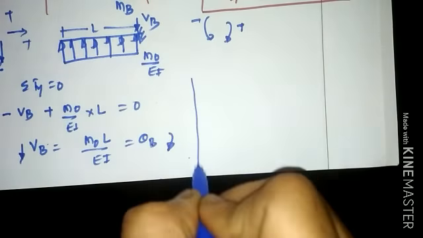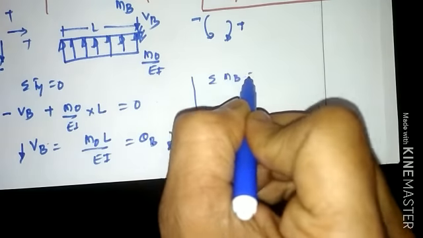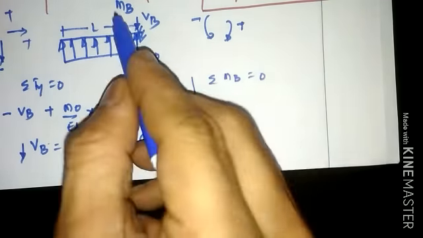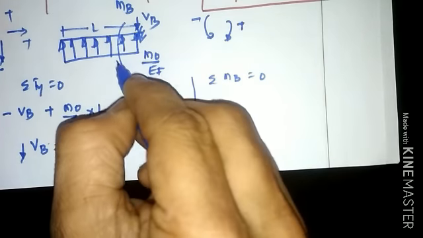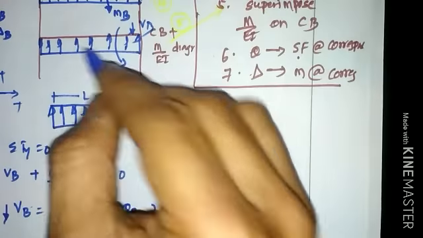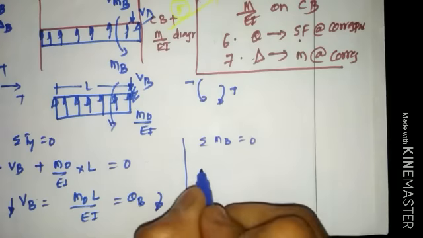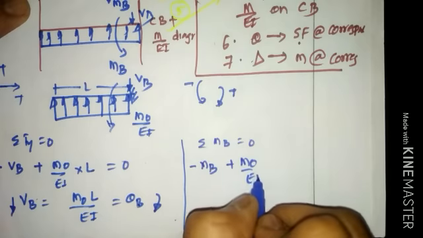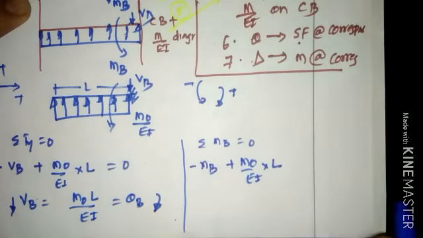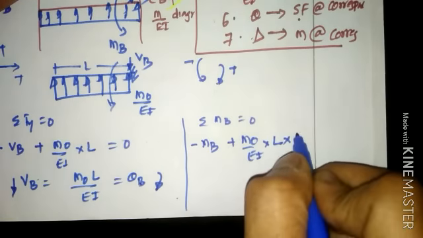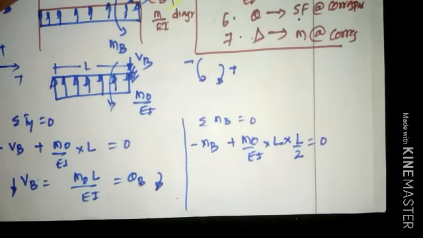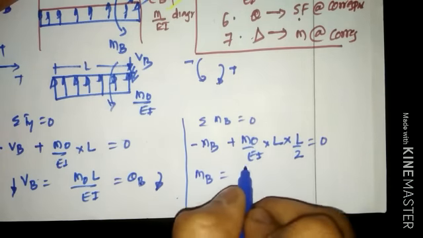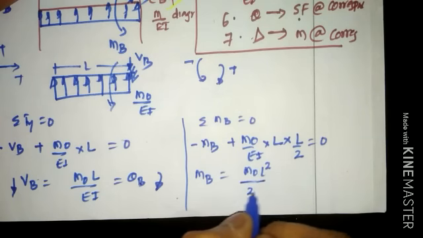Now we are going to calculate summation of MB equal to 0. The moment here is already in the anti-clockwise direction, which we have already represented here. Why anti-clockwise? Because the loading will rotate in the clockwise direction, and the rotation resistance will be in the anti-clockwise direction, which will be MB. Plus M0 divided by EI, because the direction of rotation is clockwise, into L, the length of the member, and the centroid distance of the UDL, which is L by 2, is equal to 0. So MB will be equal to M0 L square divided by 2 EI.